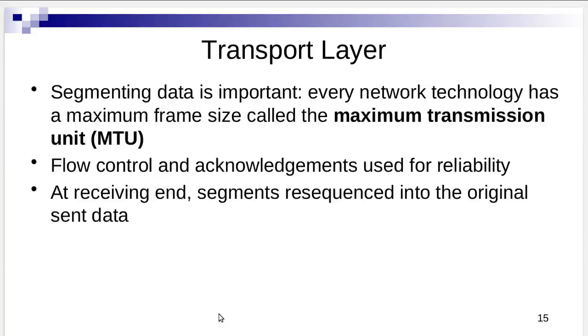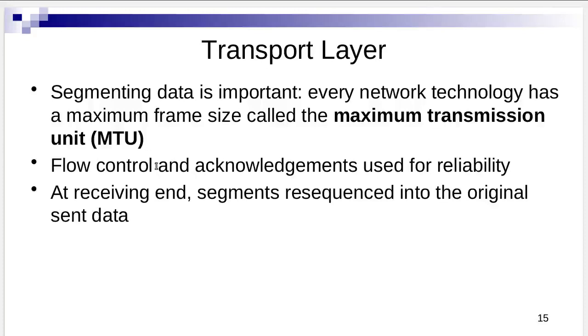So segmenting data is important. Every network technology does have what's called a maximum frame size or a maximum transmission unit. It's usually like in 1,000 bytes or so, although there are ways that you can use what are called jumbo frames and transmit large amounts of data in one chunk. So most of the time this maximum transmission unit is well defined, and that sort of determines the overall rate at which you can send data.